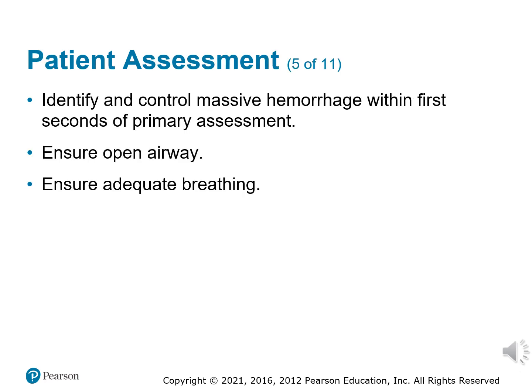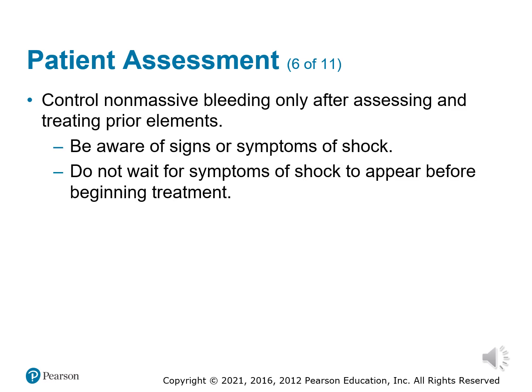You want to identify and control any massive hemorrhage within the first seconds of the primary assessment. Ensure that the airway is open and ensure that there's adequate breathing. So remember, bleeding control comes after airway and breathing assessment in the patient assessment. Standard precautions are still the first and most important step in every situation. You want to control any non-massive bleeding only after assessing and treating prior elements. You want to be aware of signs or symptoms of shock and do not wait for symptoms of shock to appear before beginning your treatment.